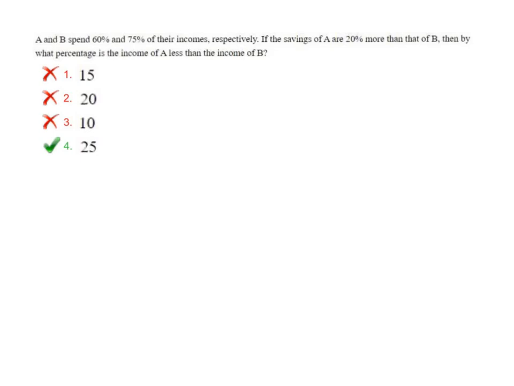Next one, A and B spend 60% and 75% of their income respectively. If the savings of A are 20% more than that of B, then what percentage is the income of A less than that of B? So he's asking you A compared to B. So better you assume B as 100, that is income, so that whatever the value of A you get, you can easily find it out.